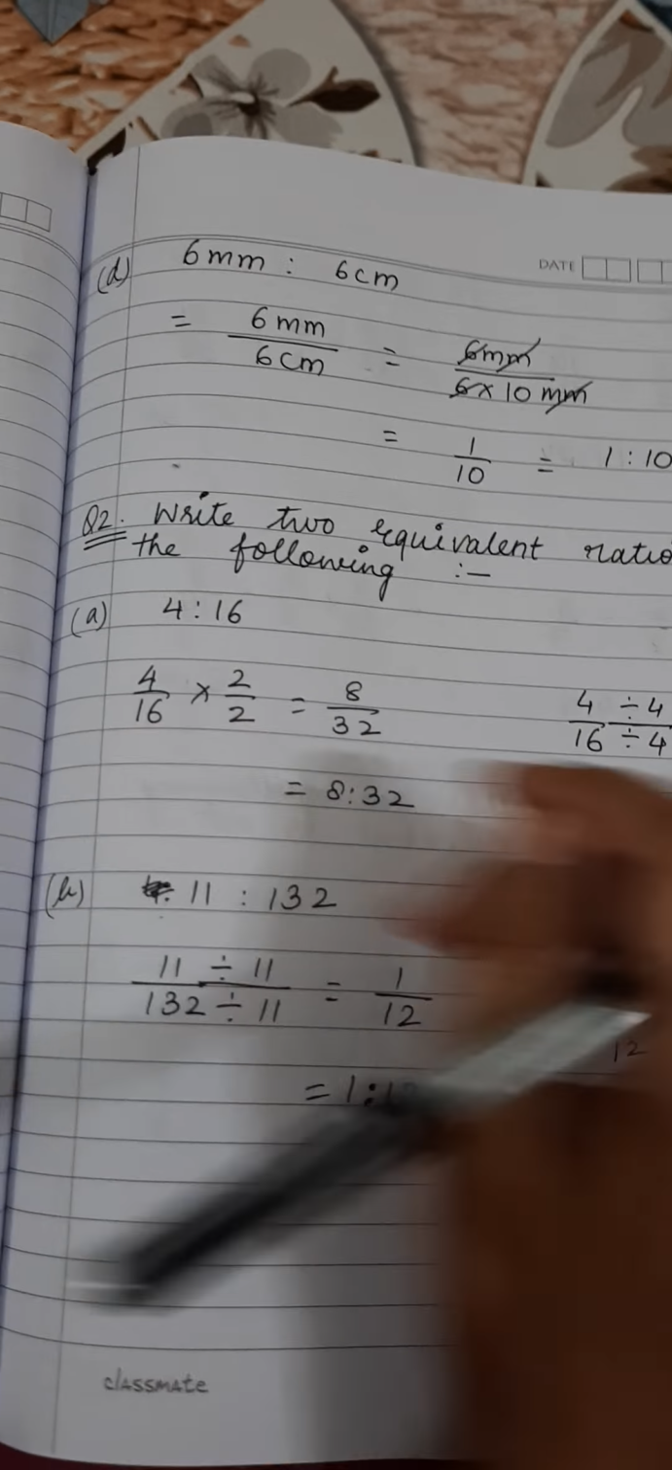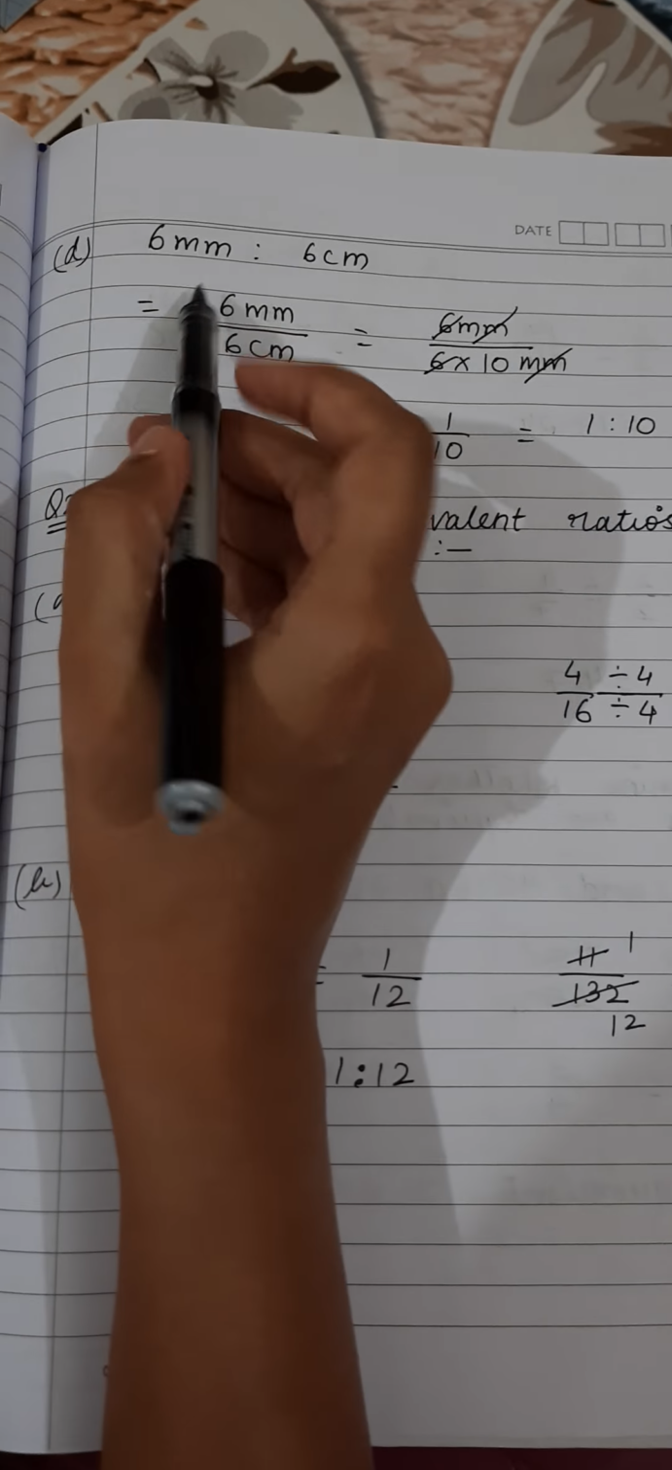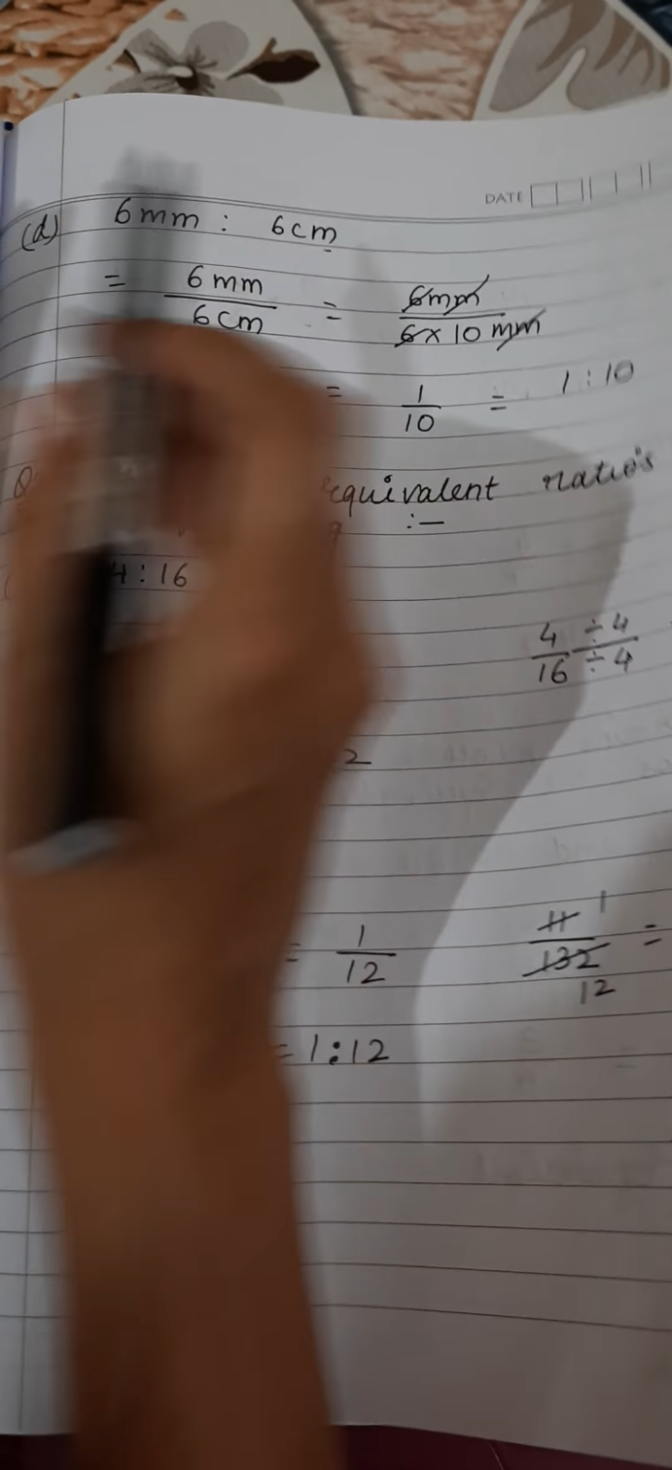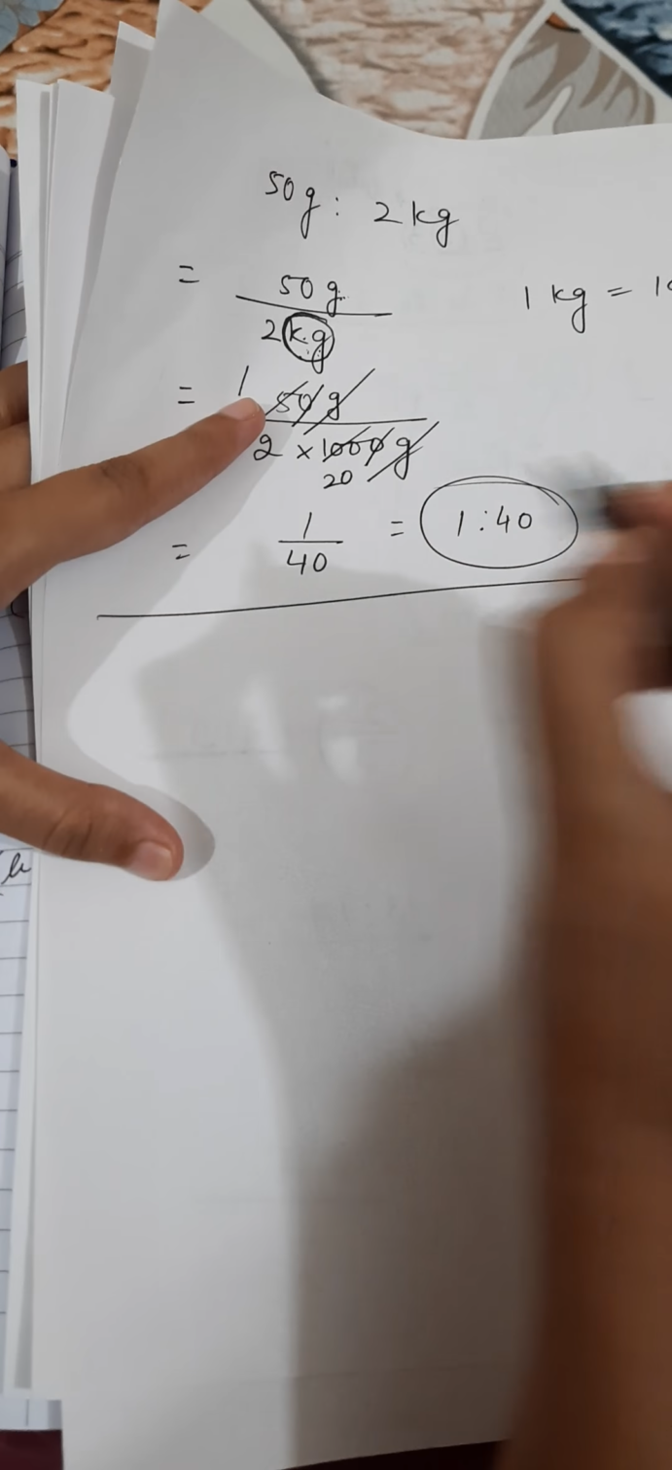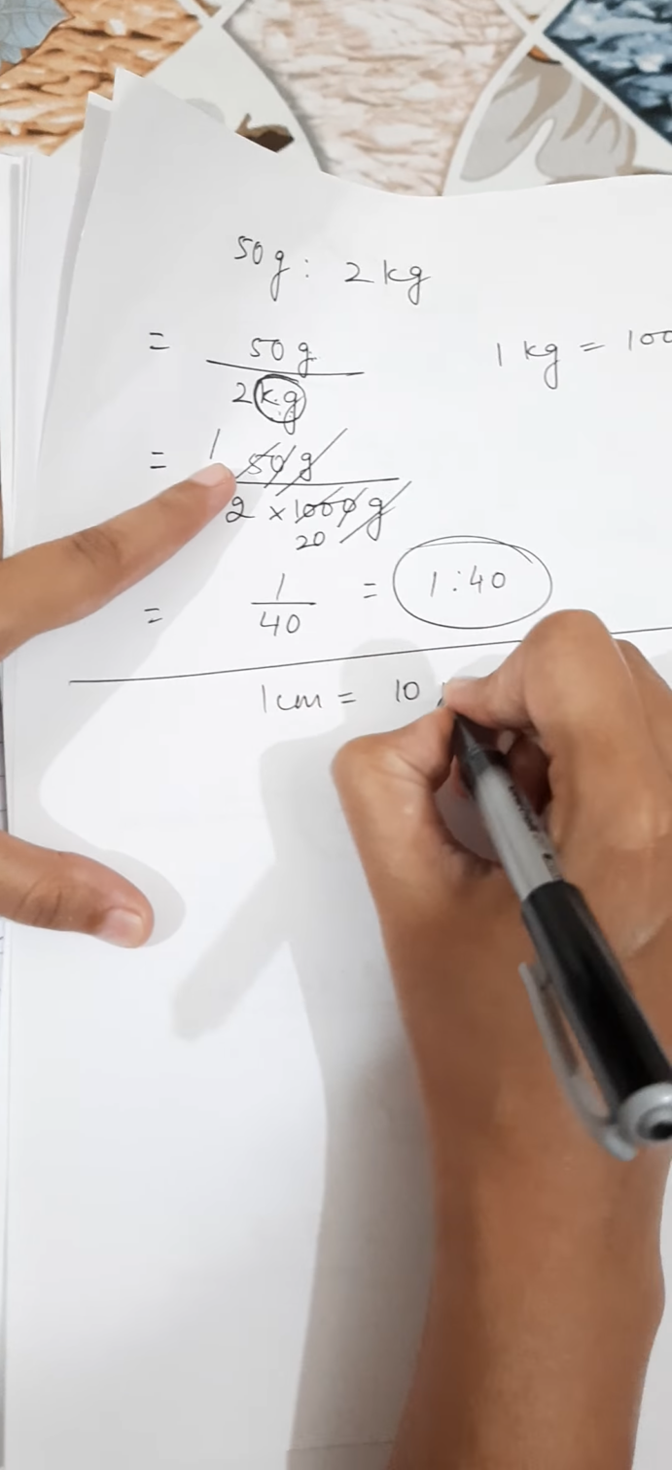Now let's do the D part. In the D part, we have been given millimeters and centimeters. So in millimeters and centimeters, you should know that in 1 centimeter 10 millimeters are there. Okay, we have done this.